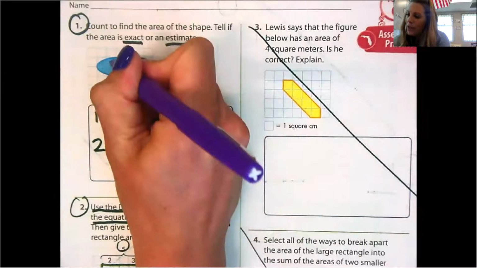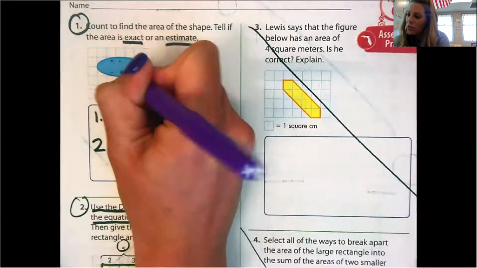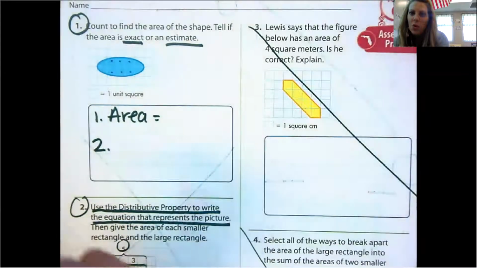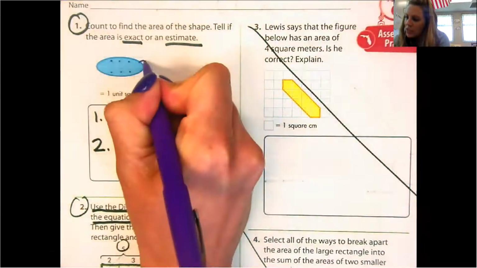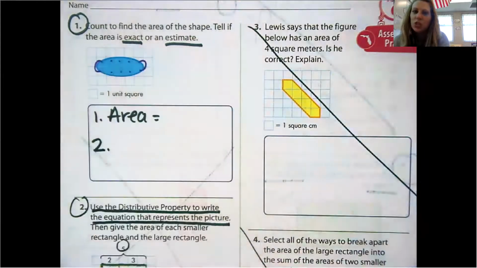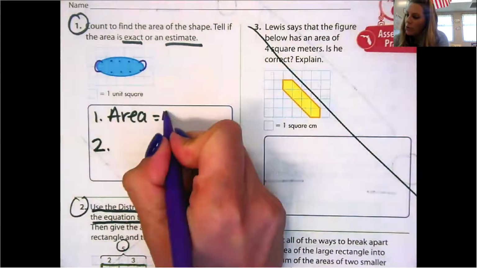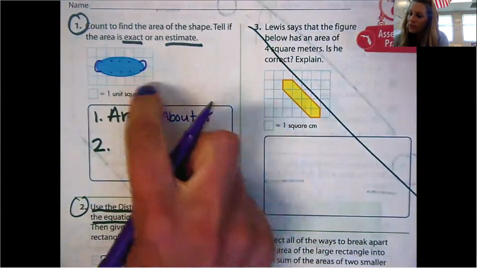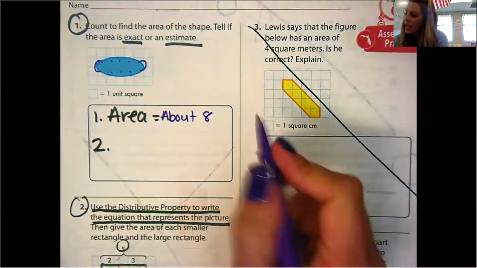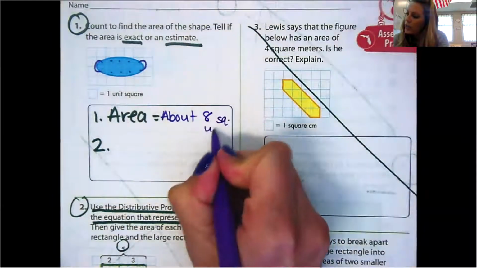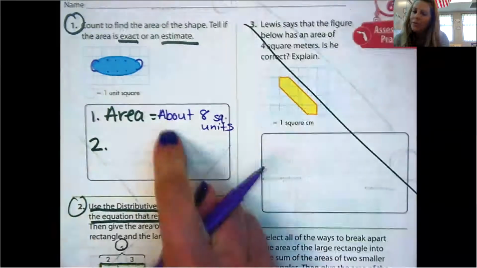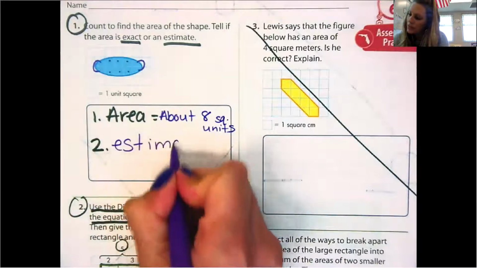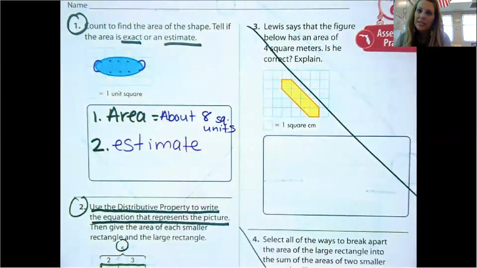So when I count mine, I say 1, 2, 3, 4, 5, 6. 6 are pretty normal squares. Then I'm going to say these 2 make 7 and these 2 make 8. So again, I'm going to say about 8. What? Bananas? No. 8 square units. And then if I'm saying about, I know that it is an estimate. All right, so that is number 1.